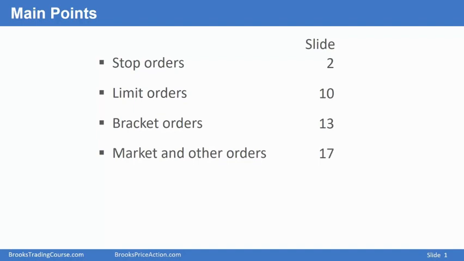Bracket orders: after you enter a trade, you should be using a bracket order, a stop order to protect you, and a limit order to take profits. And finally, I'll talk about market orders. Sometimes the market is just moving too fast and you need to get in or get out. The best way to do it is trading at the market. There are other order types as well, but most traders should not bother with them.